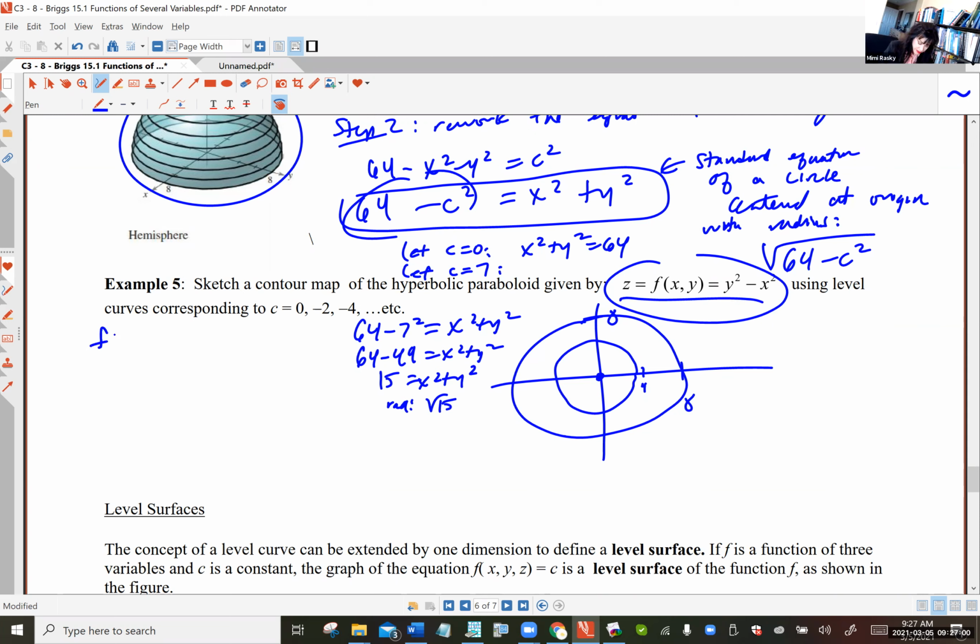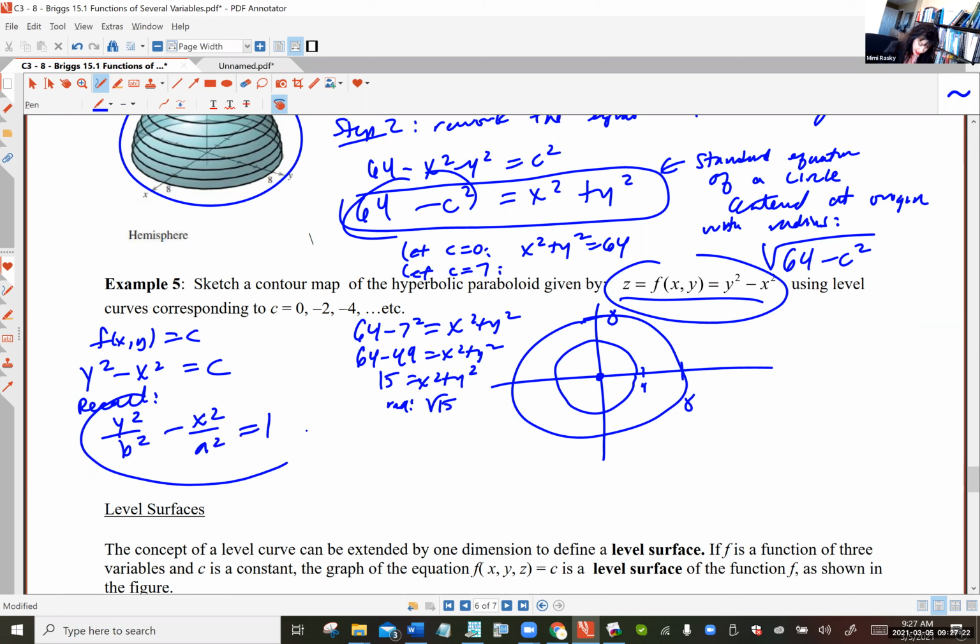So step 1, I want to see it: set the function equal to a constant. What do you mean? Set y squared minus x squared equal to a constant. Then what does this remind you of? If you'll recall from your pre-calculus days, y squared over b squared minus x squared over a squared equals 1 is a hyperbola. In fact, it's one of those up-down hyperbolas, so it looks something like this. You guys remember that? Where b and negative b are the y-intercepts.